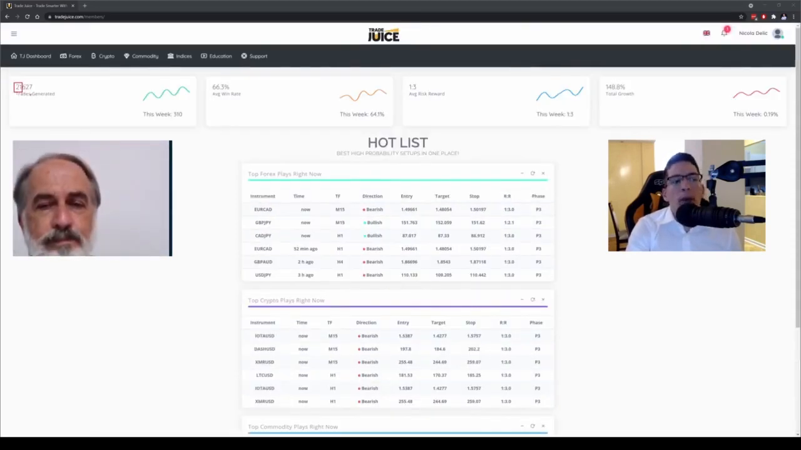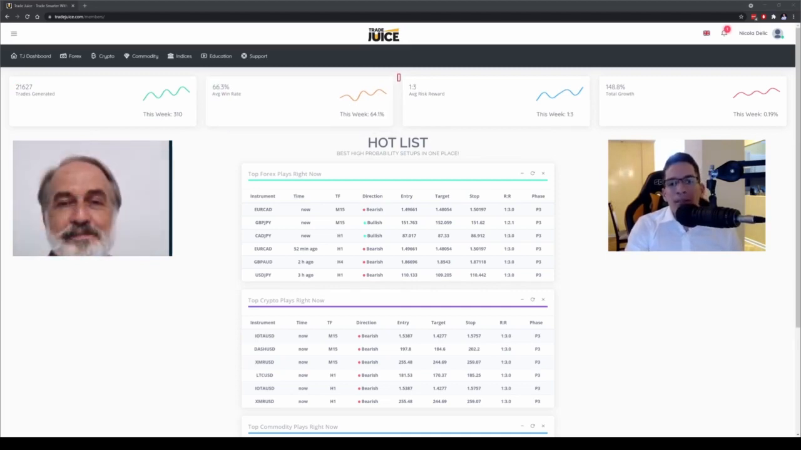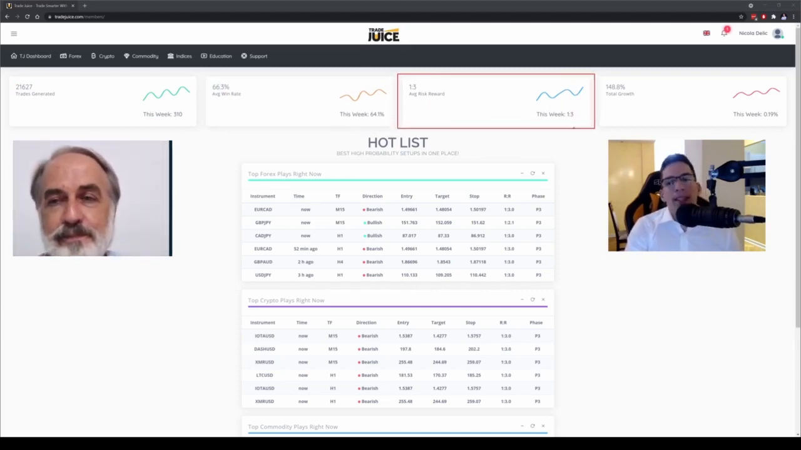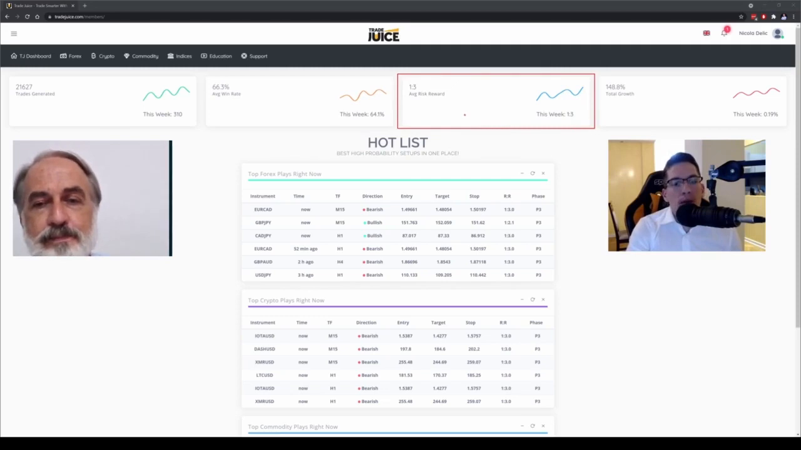We had over 21,000 trades. And that's amazing. This week alone, we had 310 trades just from this platform. Now, after it, we have the statistic of our average risk reward, and it's 1 to 3.